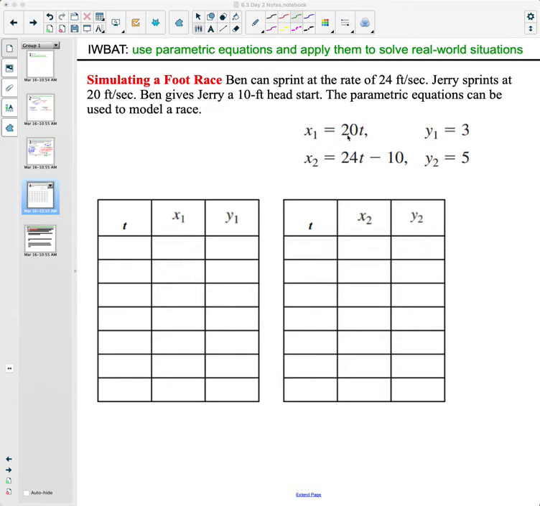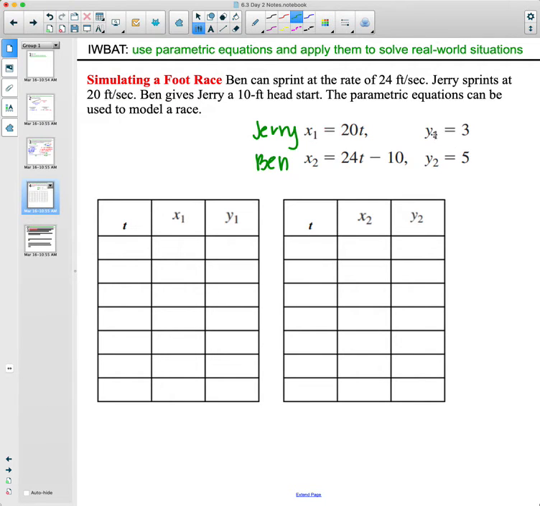So we see in this one, we've got the 20. So this one is Jerry. And Ben is sprinting at 24. So this one is Ben. And Ben gives Jerry a head start. So Ben starts 10 feet behind him. No, 10 feet, sorry, 10 feet behind him. That's where that minus 10 is coming from.